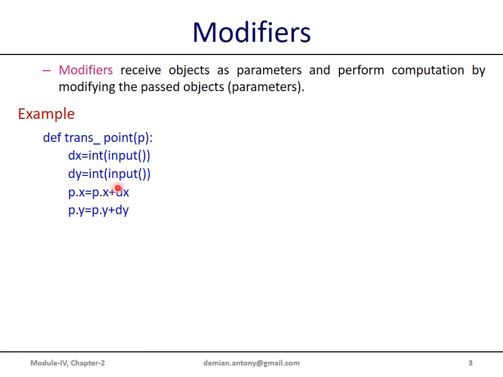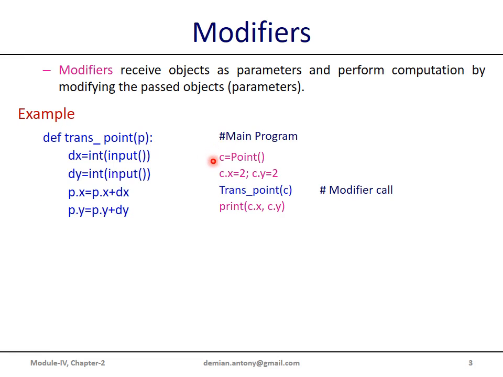direction and dy to the y direction, and then we add this displacement to the object parameter: p of x is equal to p of x plus dx will change the object state. Similarly, the next statement changes the object state. Ultimately, this function changes the state of the objects. That's why this translate point is a modifier which modifies the object parameter.